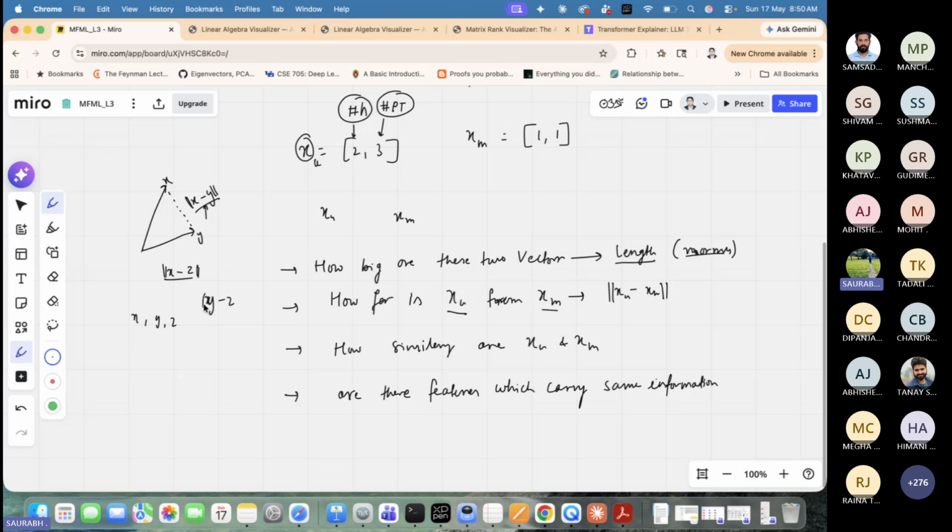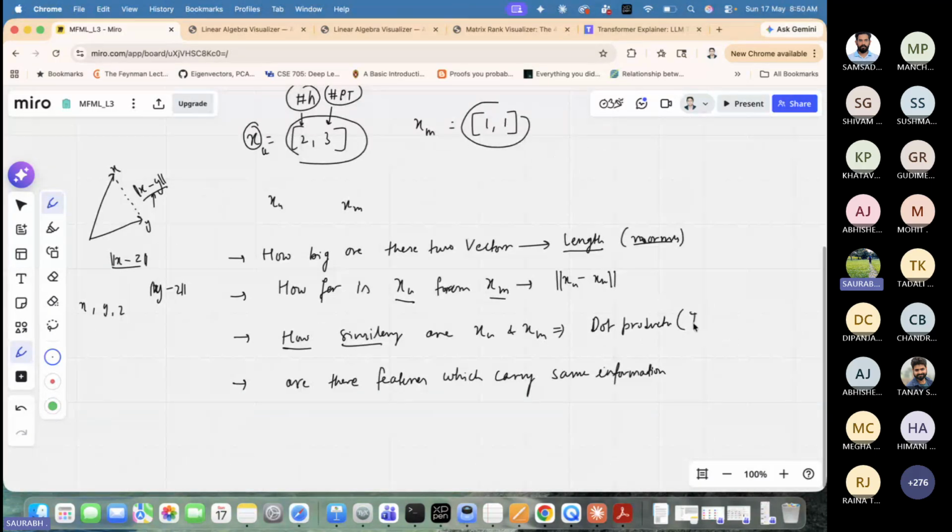Third thing that you see here is how similar are xn and xm, the two vectors that we started with, right? These two vectors, 2 and 3, 1 and 1. Now we can use something called dot products. So this is what you will basically learn. And the generalized version of dot products is inner products, which is what you'll learn.